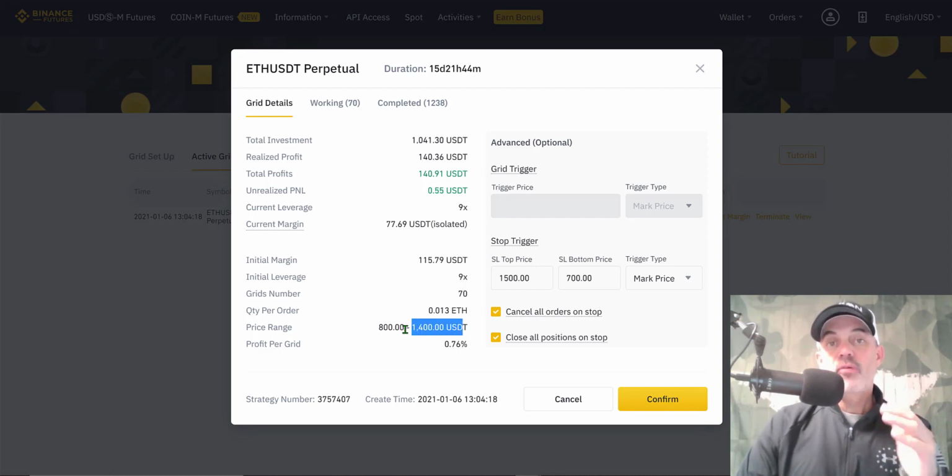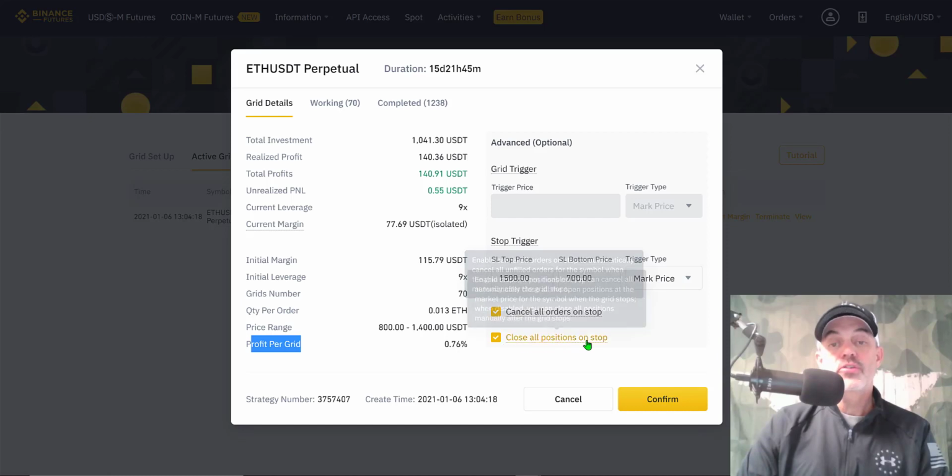Now it's important to point out from the documentation that I did my recon on, once the bot exceeded one of these levels, the bot would terminate. That's not actually the case. I'll get to that in a moment, so stick with me. And then finally, the profit per grid, I had 0.76%. So basically I was covering my fee, which would be around 0.16%, and the rest would be profit the way I calculated it. Now, I also set a stop trigger on the high side of 1500 and on the bottom of 700. We did not exceed those as of yet. And I chose to cancel all orders on stop and close all positions on stop. So those were basically the settings that I chose.